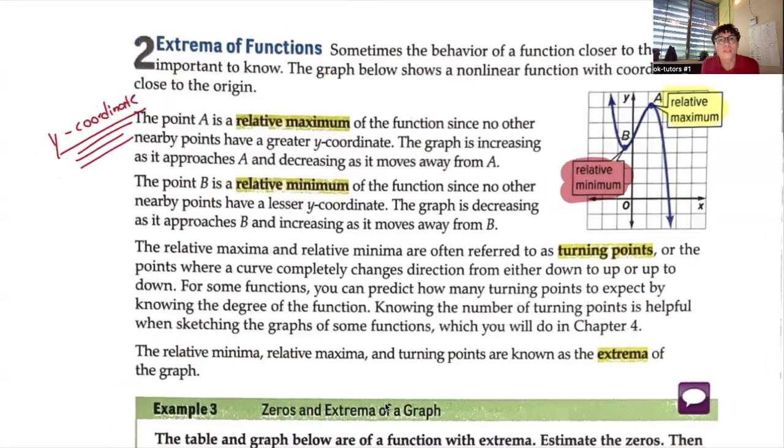Now, the relative maxima and relative minima are often referred to as turning points, or the points where a curve completely changes direction from either down to up or up to down. So the turning point is exactly this, when it turns from down to up or up to down. And the turning points are known as extrema in the graph because they're going to be the extreme values of the graph. You're not going to get really into this. I just want you to know what relative maximum and minimum are. Maximum is the highest point and minimum is the lowest point. That's all you have to know.